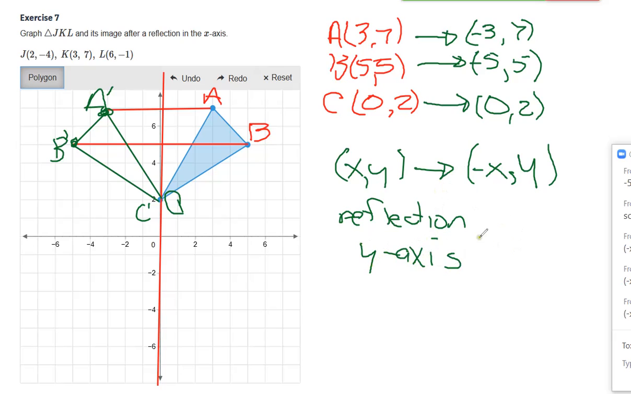So notice, I always thought that was interesting. Reflection across the y-axis, the x changes. Reflection across the x-axis, the y changes. It always works like that.